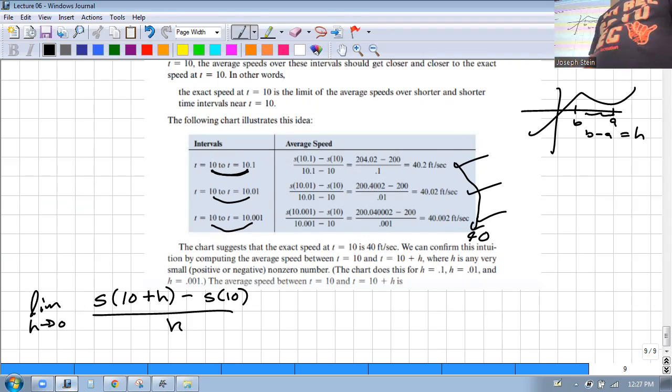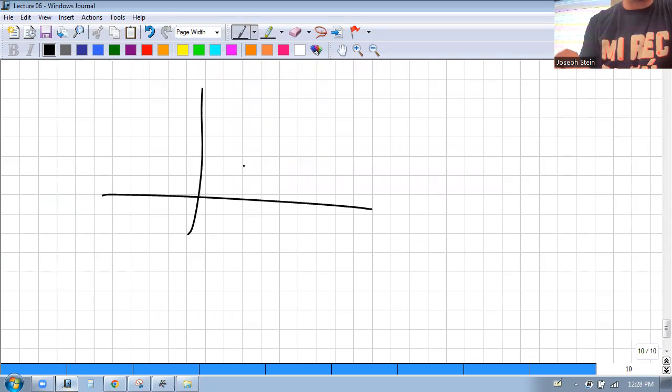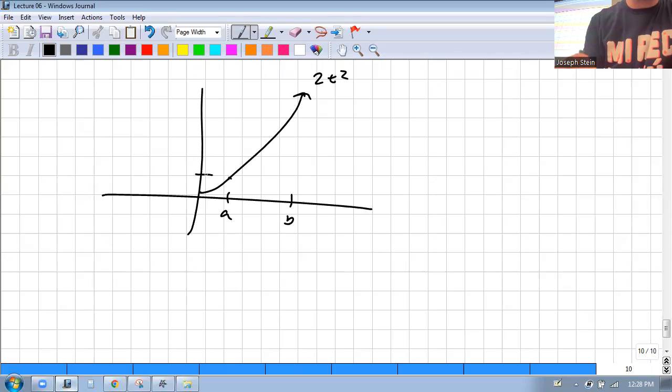Does that make sense? All right, so what's the picture look like here? I don't know what this looks like. Let's say it looks like this, 2t squared. So here's A, here's B, here's f of A, and here's f of B. And let's say here's 10. So instead of doing this line, what I'm going to do is 10 and H.